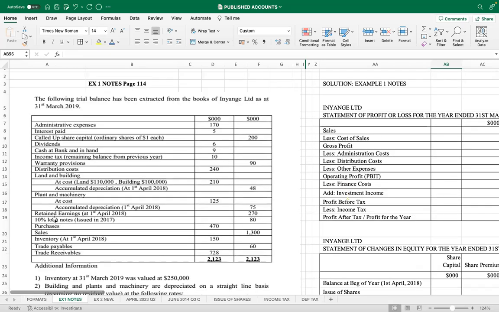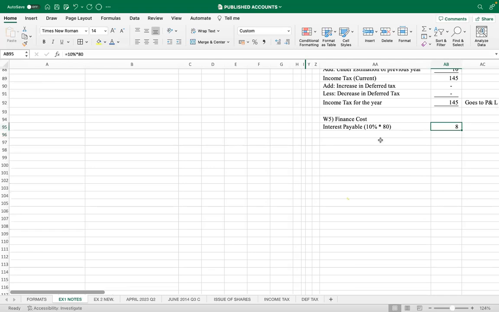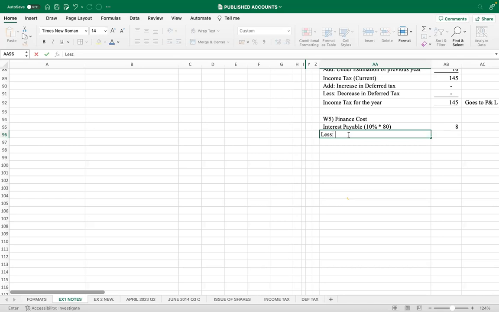Look at these 10% loan notes. So we were supposed to be paying interest of 10% on the loan of 80. You come here and there is interest paid. You can see interest paid was 5. We were supposed to be paying interest of 8, but we paid interest of 5. Therefore, we did not pay 8 minus 5. We did not pay 3.